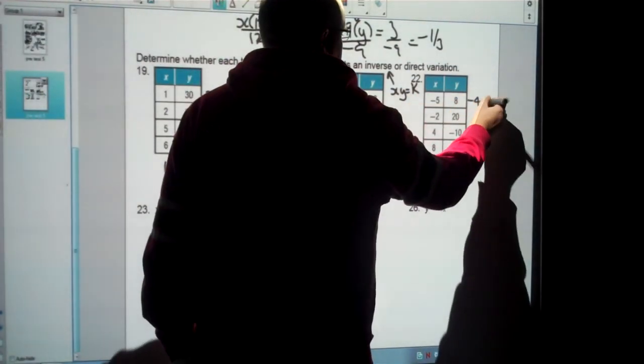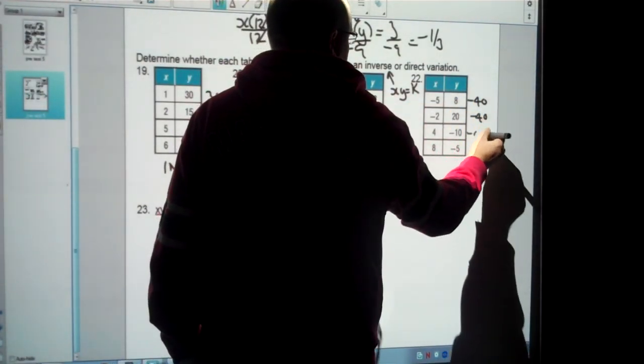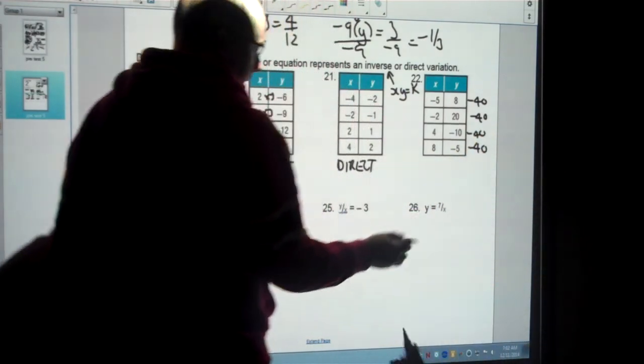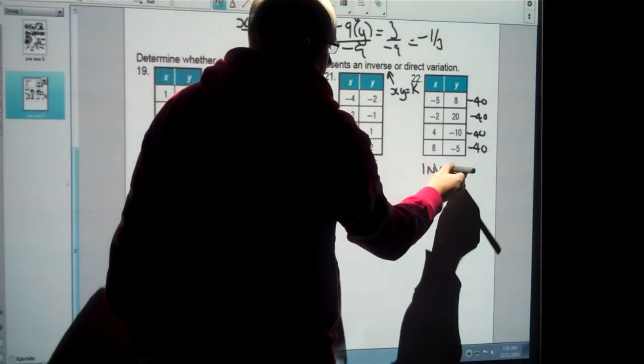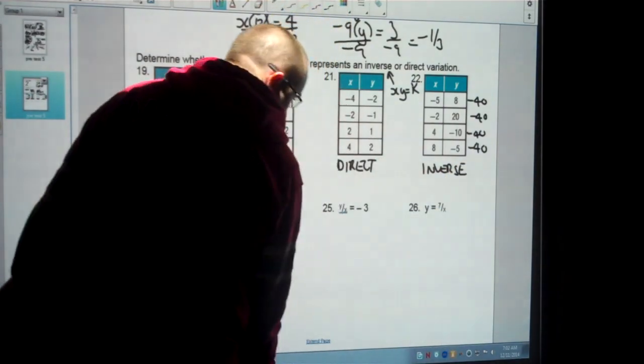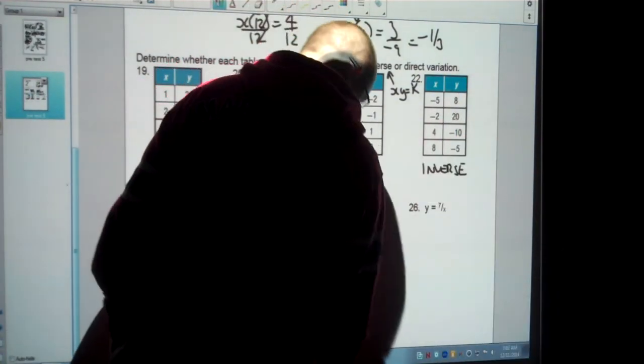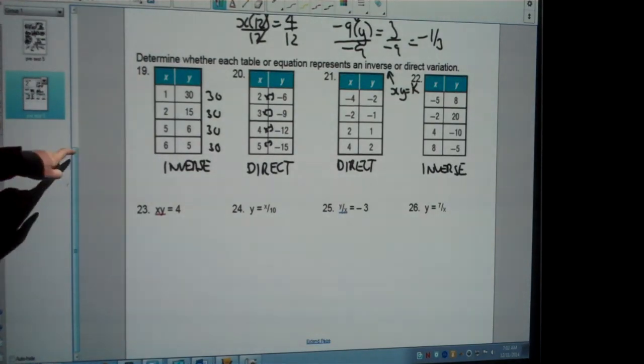Negative 5 times 8 is negative 40. This is also negative 40. And in fact, if you check, these are all negative 40. So this would be an example of an inverse question, as when you multiply the two numbers together, you get the same total.